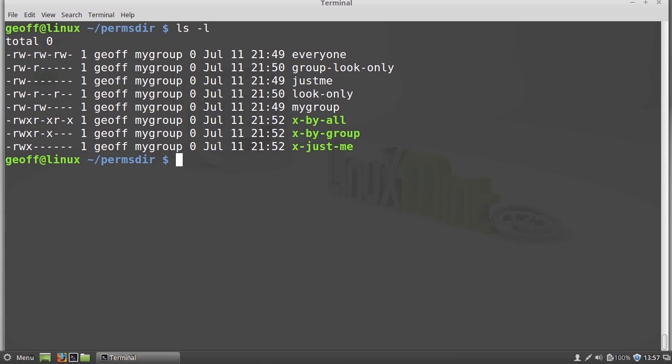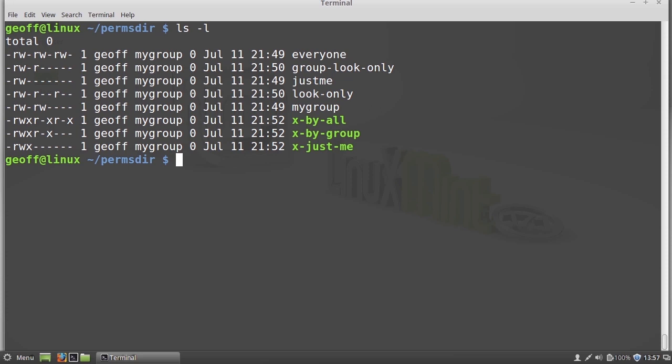The next file, group look only, we see user Jeff can read and write the file, and members of the group my group can only read the file. They can't make any changes to it, but they can look at the file, and everyone else cannot do anything with the file. They can't look at it, they can't change it, they can't do anything. For the file just me, Jeff, can read and write, and no one else can do anything.